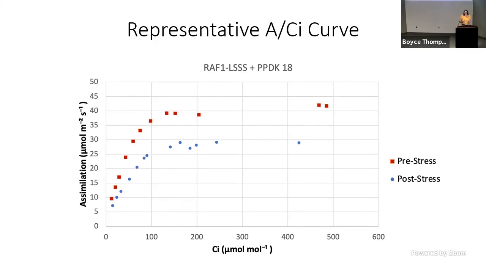And so that red pre-stress curve has that higher amount of assimilation, and then it does bump down and have lower assimilation post-chilling stress. And this is actually one of my quadruple overexpressors, but there wasn't a huge difference in the appearance of these plots between them.